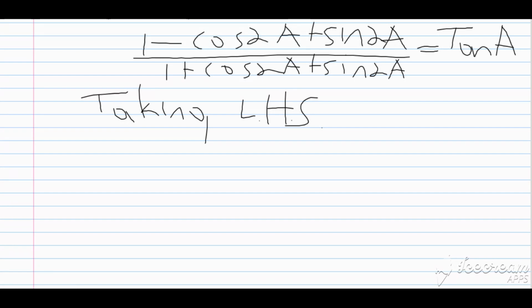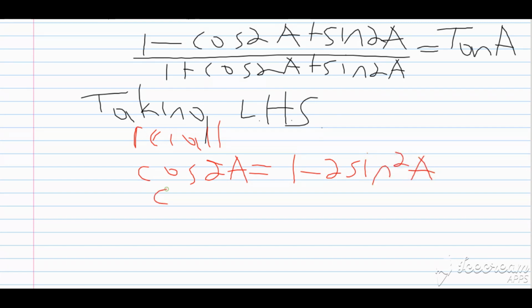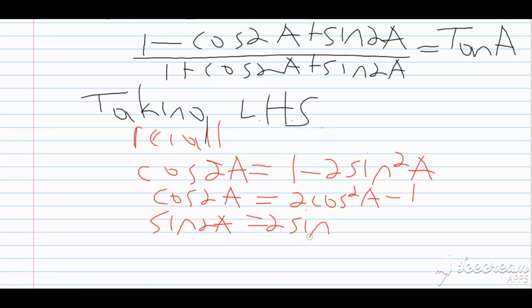So recall, and let me put this in red, that cos 2A is equal to 1 minus 2 sine squared A. Cos 2A is also equal to 2 cos squared A minus 1. And we know that sine 2A is equal to 2 sine A cosine A. So we're going to be replacing that left hand side there in the numerator and in the denominator with all of these identities here.